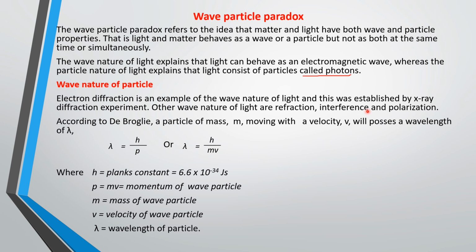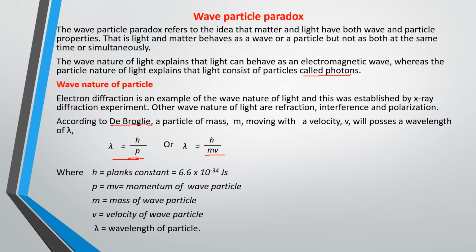One scientist that actually proved that light behaves as a wave is the scientist called de Broglie. De Broglie proposed that a particle of mass m moving with a velocity v will possess a wavelength given by lambda equals h over p, or lambda equals h over mv. The p stands for the momentum of the moving particle.